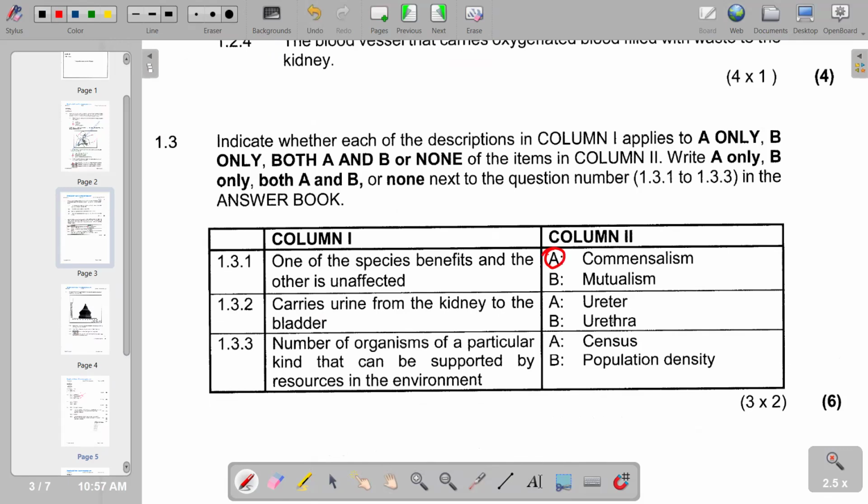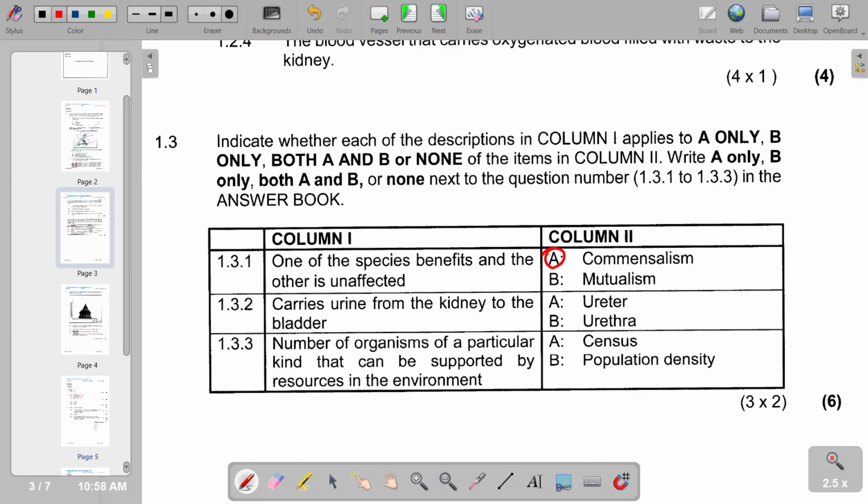Remember, mutualism is the ecological interaction between two or more species where each species nets a benefit. So basically, that's what we have. So we are saying it is a common type of ecological interaction, that is mutualism. So that makes it not correct according to what we have.